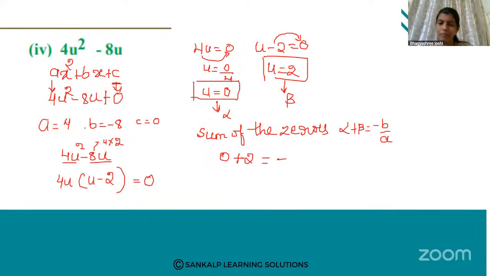So here, what is the value of b? B value is minus 8. So b value is minus 8 divided by a value is 4. 0 plus 2, it is 2. Minus into minus plus. So 8 divided by 4, 4 twos are 8. So 2 equal to 2. Right? Here also LHS part is equal to RHS part. That means the relationship holds, or you can say it is verified. Right? Verified.